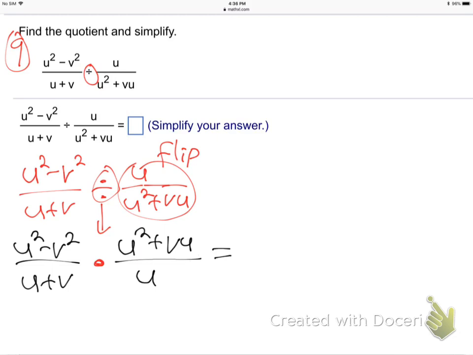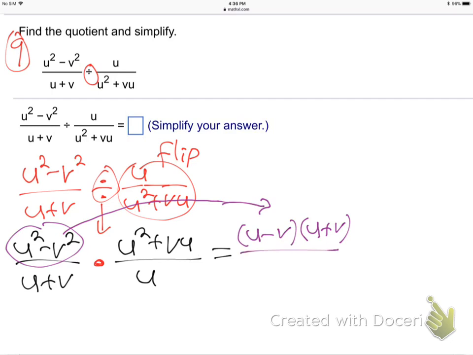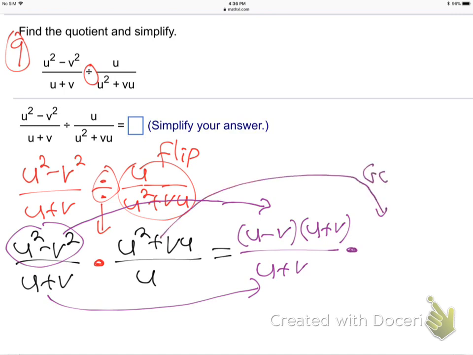And now we need to factor. So this piece can factor as u minus v, u plus v. This piece just comes over, u plus v, times. And then this part, what can I do here? GCF, huh? These guys both have a u in common. Take it out. On the bottom is a u.